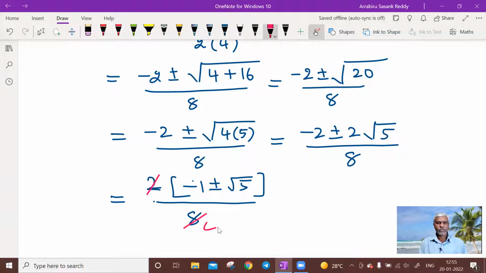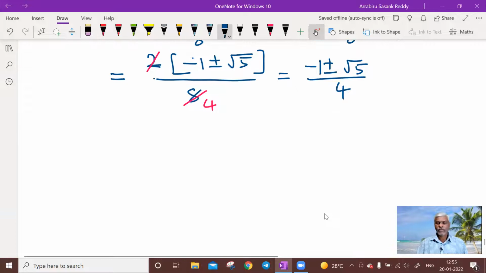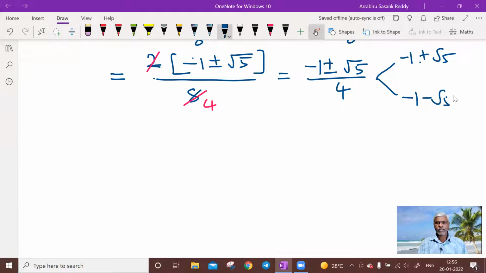2 1 times, 2 4 times. So now this is equal to minus 1 plus or minus root 5 by 4. So here two values are there: minus 1 plus root 5 and minus 1 minus root 5. So this is negative value, this is positive value.